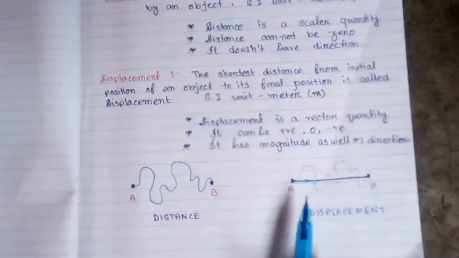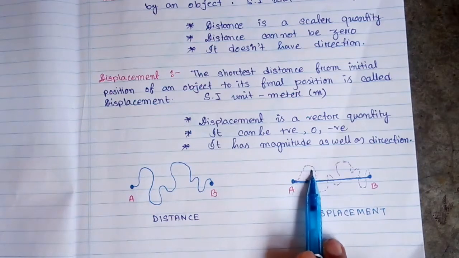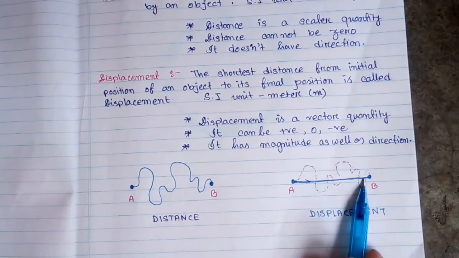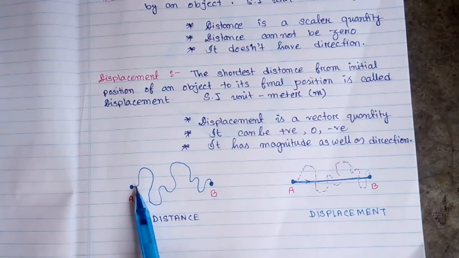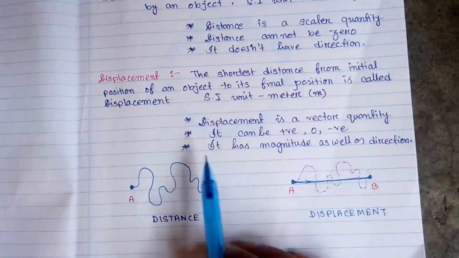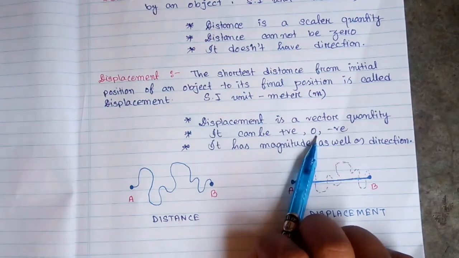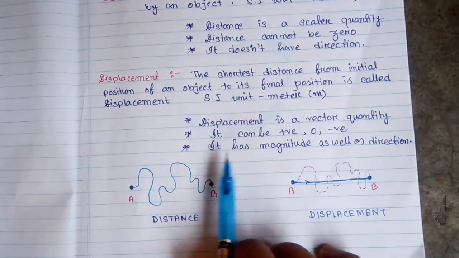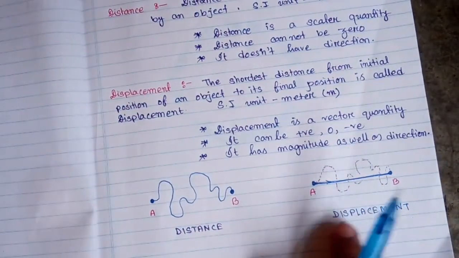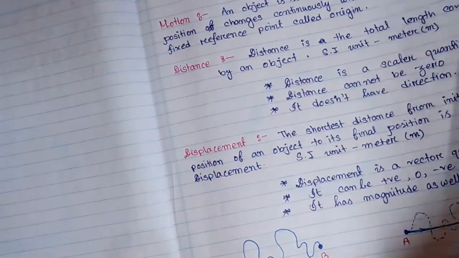See here in the image, this is the initial position and this is the final position. If the object travels through this path, the shortest distance is the straight line between the initial and final position. This is called displacement. Similarly, the total length of that path is called distance. Displacement is a vector quantity. It can be positive, zero, or negative. It has magnitude as well as direction. So displacement has direction with magnitude, and distance has only magnitude.